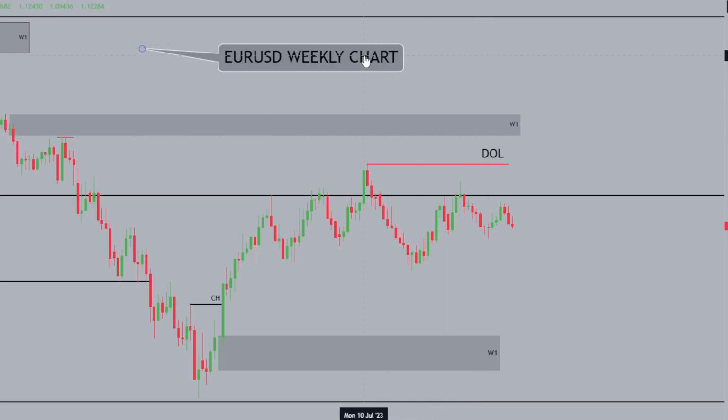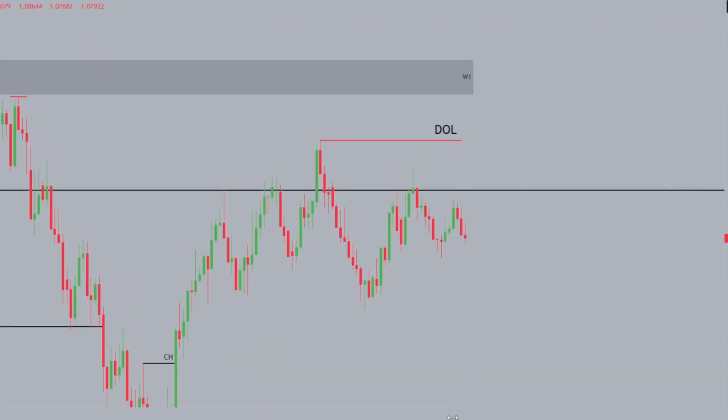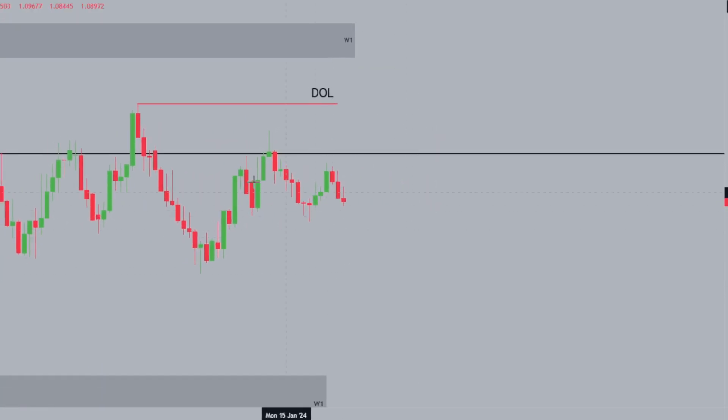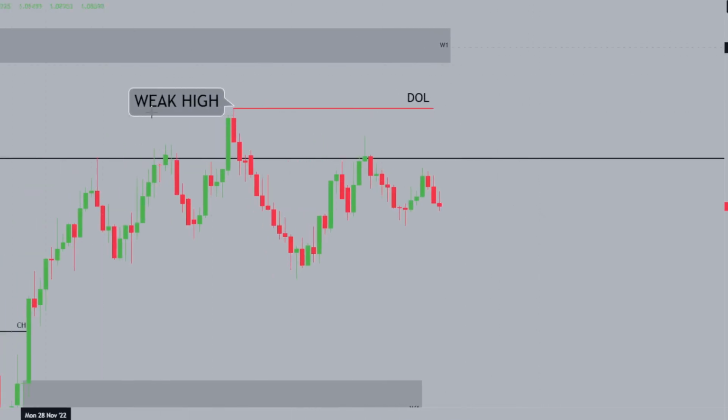So with that out of the way, let's have a look at the euro dollar time frame here on the weekly. This is a weekly euro dollar time frame chart. So again, what we have over here is two interesting points to look at. We had our weak high forming just over here, and we had price give us a weak low down here. So we have a weak high and a weak low to look at.